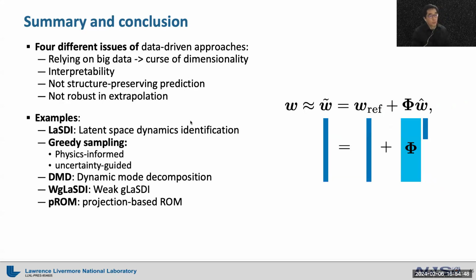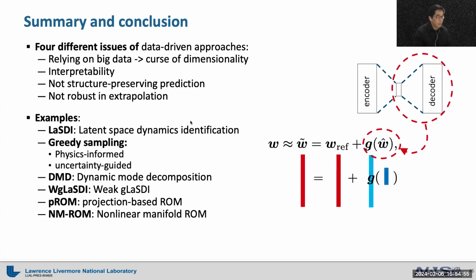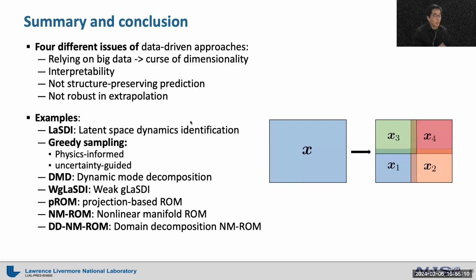And to bring the physics into the data-driven model, we also introduced the projection-based reduced models. And to overcome the issues of the linear subspace reduced model for advection-dominated problems, we introduced not just the nonlinear, but the hyper-reduced nonlinear manifold reduced models, and also to resolve the issues of training the autoencoder, like the neural net type of representations, we have introduced the domain decomposition nonlinear manifold reduced model.